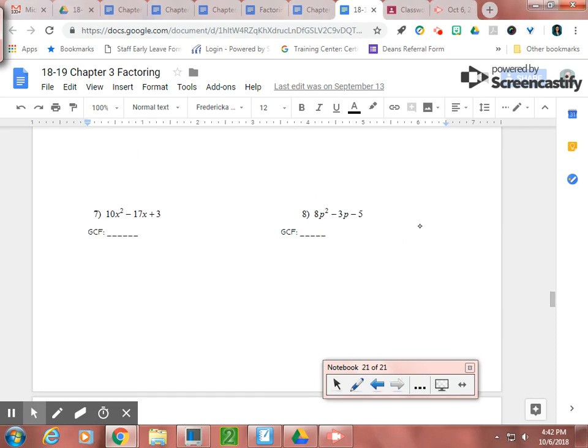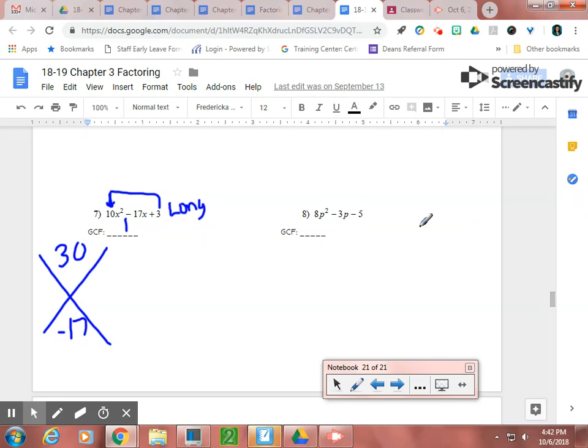Our last one's on here. This one does not have any greatest common factor, so if it doesn't have a greatest common factor, it's going to be 1. So then I look at my a value. So this is going to be the long method. So I'm multiplying a times c, which is 30. It has to add to negative 17. So what's going to do that is negative 15 and negative 2.